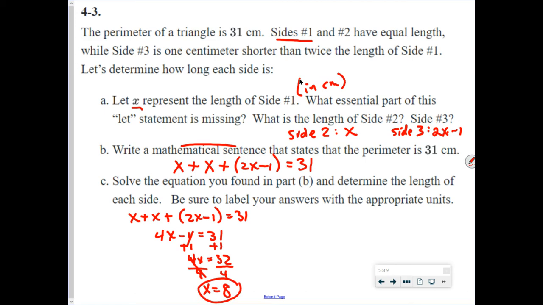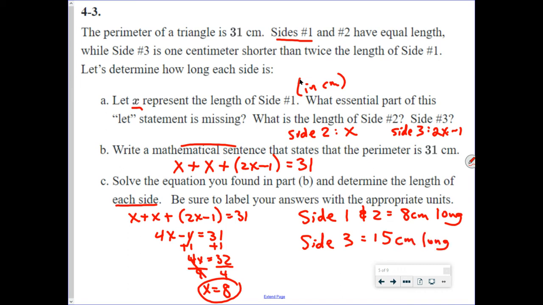Now, here's the thing. At that point, we need to label, okay? Determine the length of each side. So then I have to just go, okay, side 1, and we could say side 1 and 2 are 8 centimeters long. And then side 3 would be 1 less than 2 times 8. So 2 times 8 would be 16, minus 1 would be 15 centimeters long. Got it? So make sure you answer the questions they're asking you for.